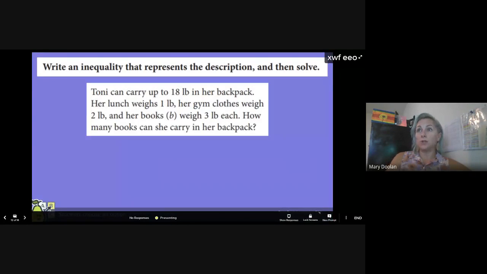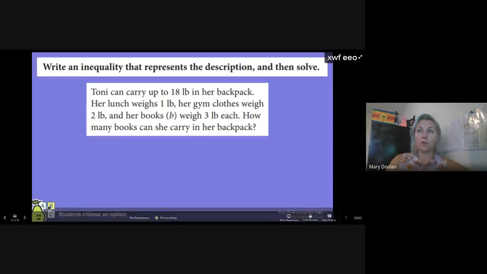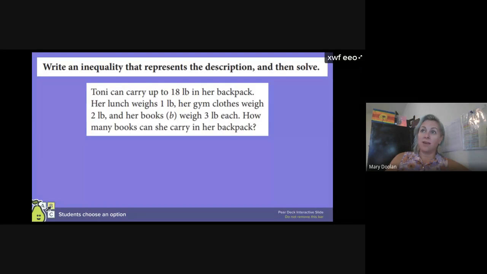Okay, so it's your turn. First, you're going to write an inequality. And to write it, it's really easy. It's just going to be a multiple choice question. So we have Tony, and she can carry up to 18 pounds in her backpack. Her lunch weighs 1 pound. Her gym clothes weigh 2 pounds. And her books, B, weigh 3 pounds each.